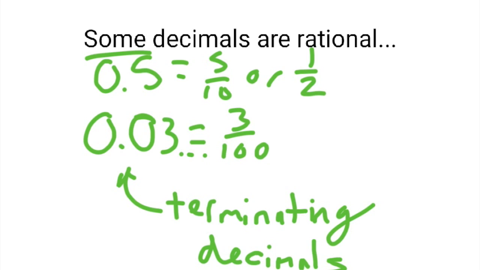And terminating decimals are easy to change into fractions because all you need to know is the place value. You got to remember that this is the tenths place, hundredths place. If there was another one, that would be thousandths, then 10,000ths, and so on.